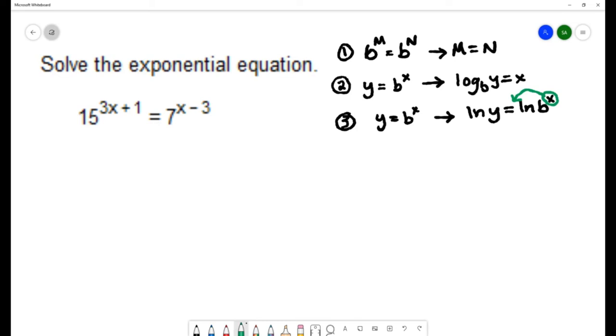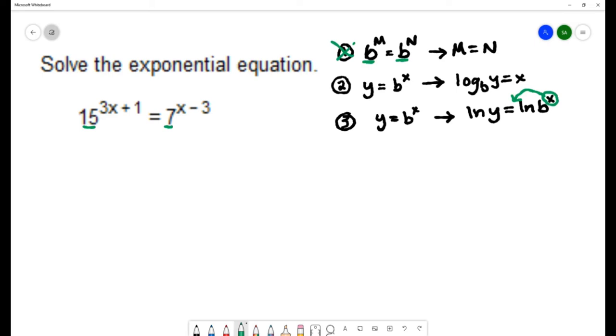So looking at our example, I can see that my first option of making the bases the same is not going to work. We have a base of 15 and a base of 7, so I'm not going to be able to write the equation so that the bases are the same on both sides. So that method is out. But I can use either one of the other two methods to solve this.